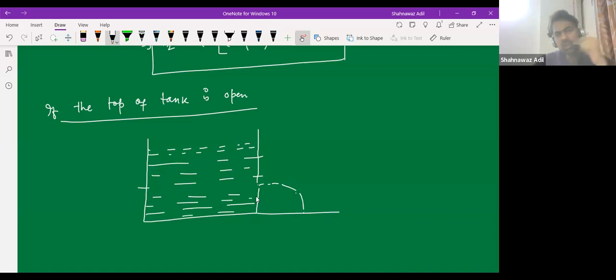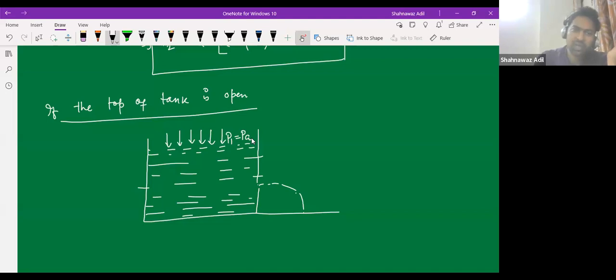What would be P1, guys? This is open, so that also is atmospheric pressure. Yeah, so that one would also be atmospheric pressure. Yes, absolutely correct. So this P1 would be PA, right?